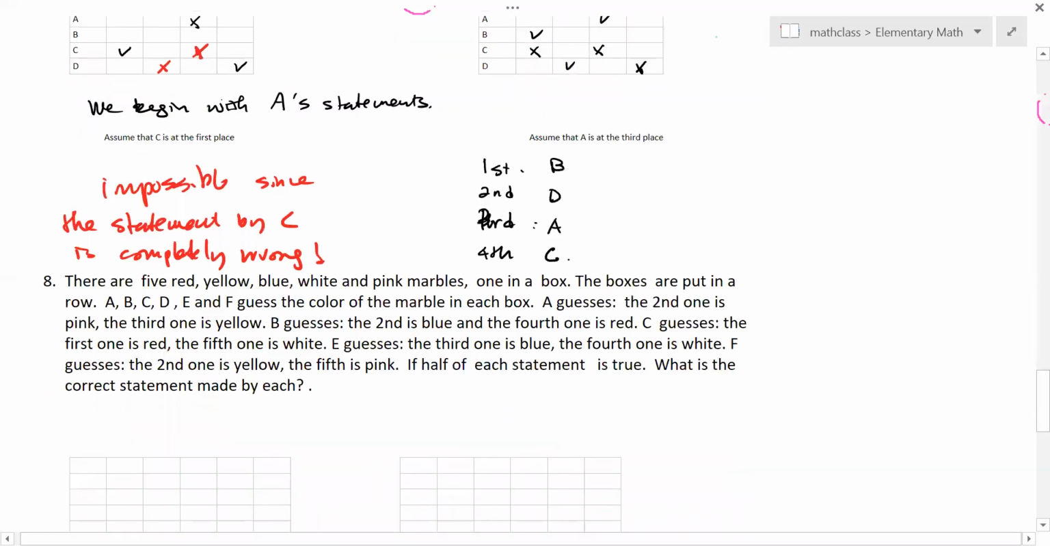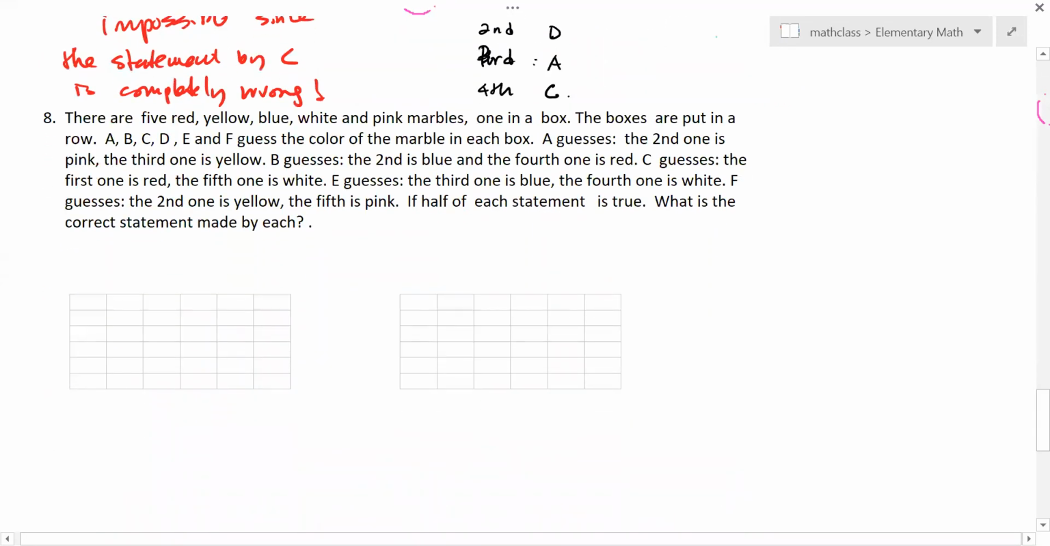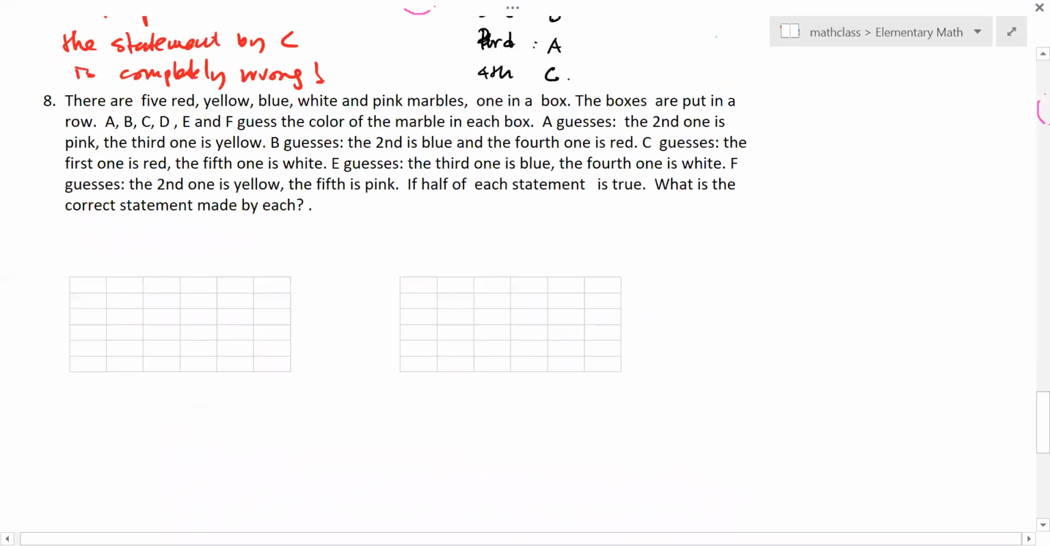So let's take a look at the next problem. It's pretty similar, and now you probably can do it. You begin with the statement made by A. It's a little bit confusing, but this is about the colors. Okay, let me give you a hint. There are five bubbles, red, yellow, blue, white, and pink, one in each box.